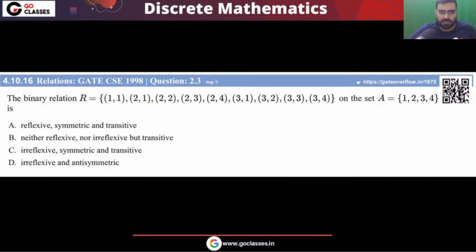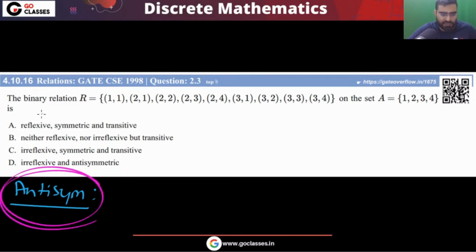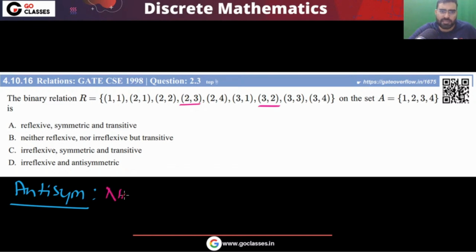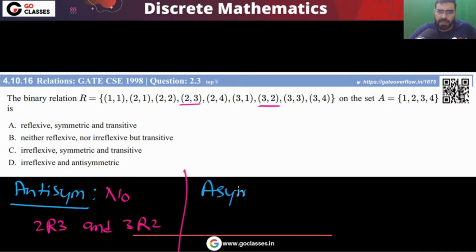We have seen three properties. Now let's see the antisymmetric property. Antisymmetric says that different elements must not have symmetry. You can see 2 is related to 1, but 1 is not related to 2. Next, 2 is related to 3 and 3 is related to 2. So this is not antisymmetric. Now let's see asymmetric.